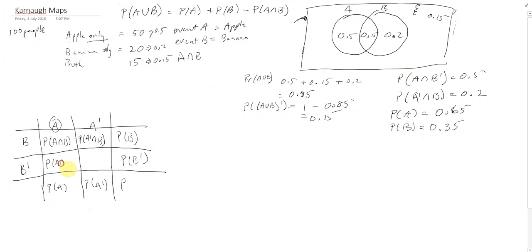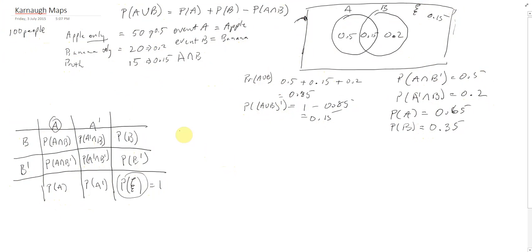Apple and not a banana. And here's the probability of not an apple and also not a banana. Okay, this one here is basically everything. It's the probability of a banana and not a banana, which must be 1, or the probability of an apple and not an apple. So in other words, this is the probability of the whole sample space. So this one here is always going to be 1.